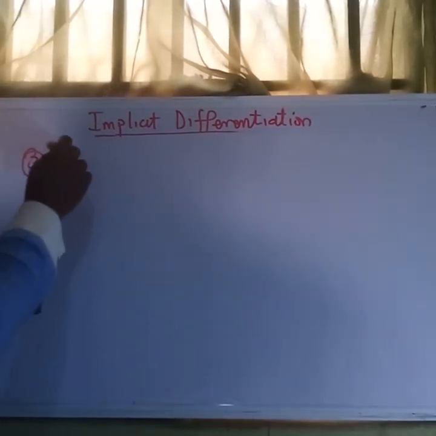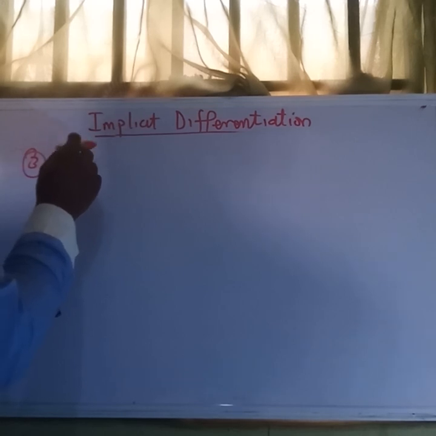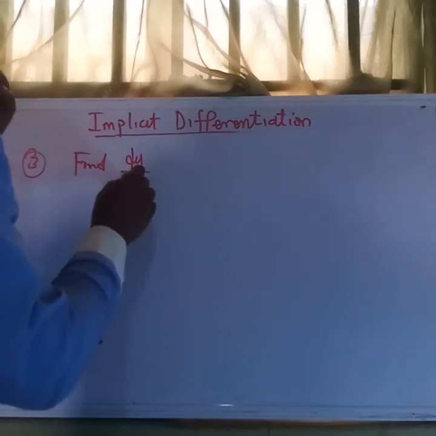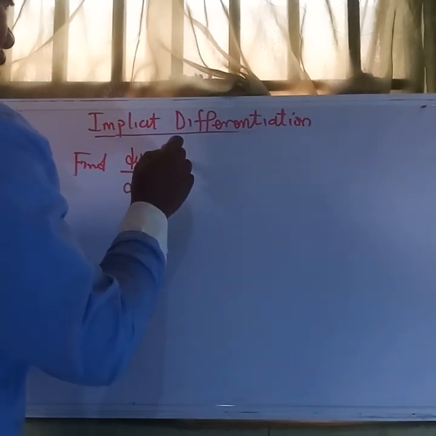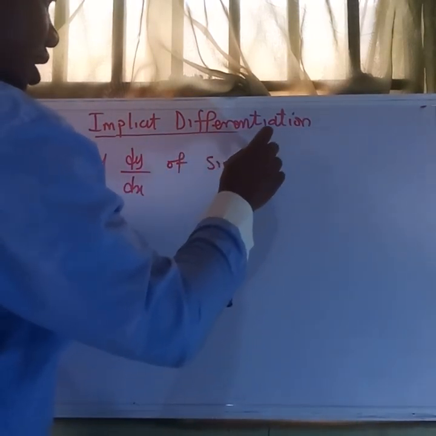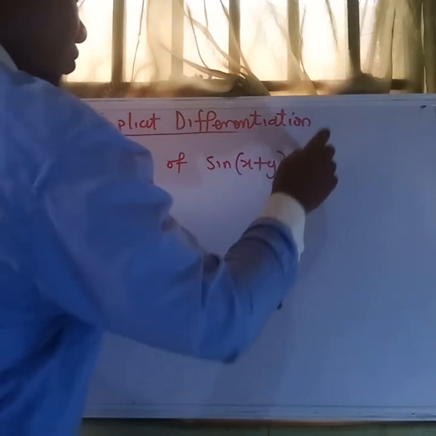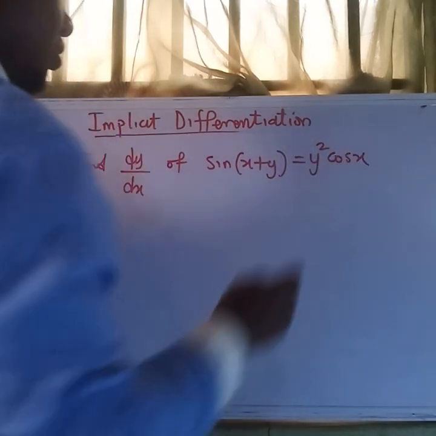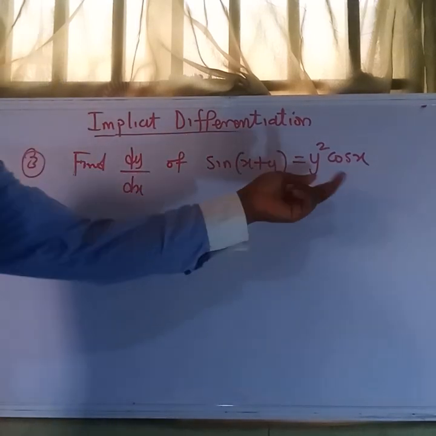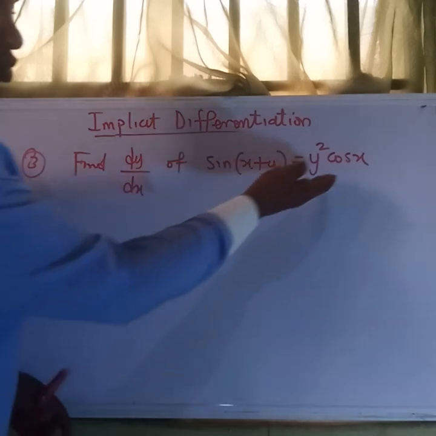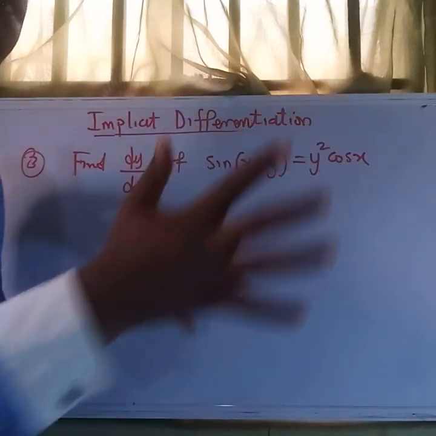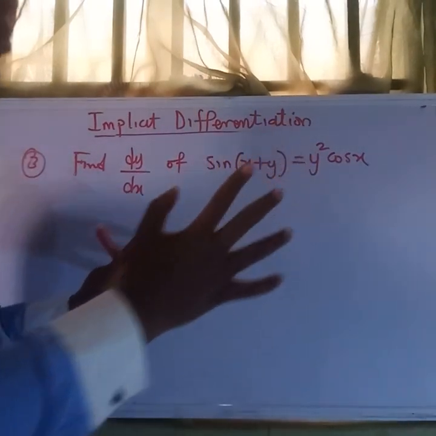I want to find dy/dx of the function sine of (x plus y) equal to y squared cos x. As I've said earlier, we can differentiate this directly since we are sure that this is an implicit function. It's implicit because when we take this term to this side, everything will become 0. So if you have the graph of this function, it will be enclosed in a plane.